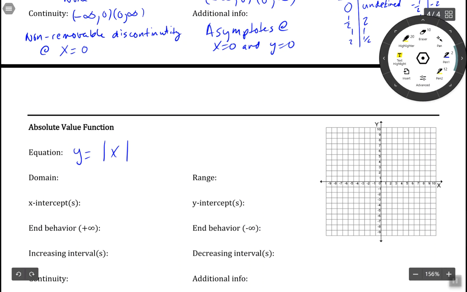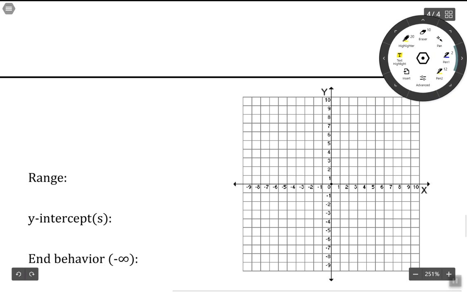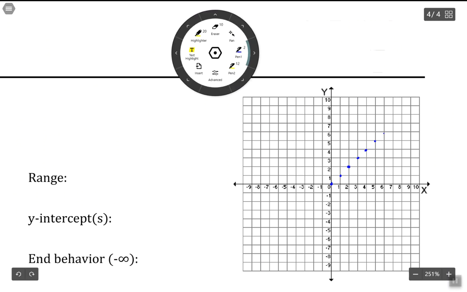We can go 0, 0, 1, 1, 2, 2, 3, 3. These are all good, right? So you can draw that in. No problem. That part's okay. What about negative 1, negative 1? You would be going down, but I can't do that with an absolute value. What do I do? I go up. And at negative 2, I go to positive 2. And at negative 3, I go to positive 3.